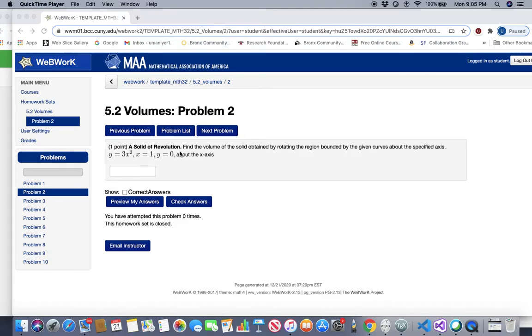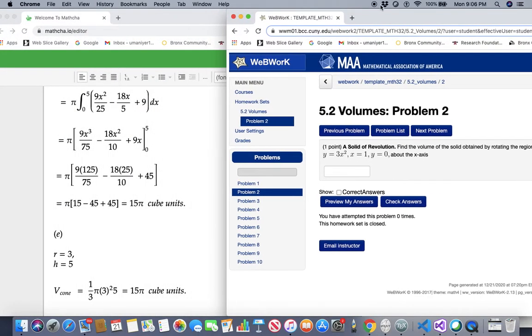Problem 2. Solid of revolution. Find the volume of the solid obtained by rotating the region bounded by the given curves about the specified axis. So the curves are y equals 3x squared, x equals 1, y equals 0, and you want to rotate it about the x-axis. So let's see the picture for it.